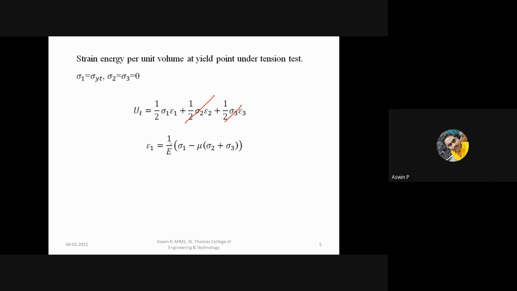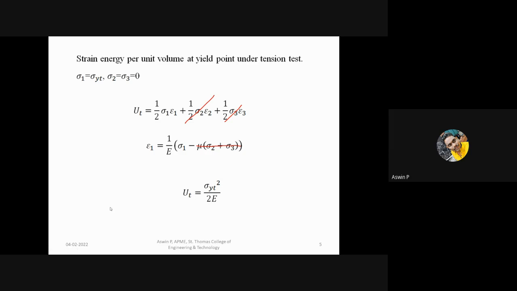And when you look at it, epsilon 1 will become 1 by E into sigma 1 minus mu into sigma 2 plus sigma 3. Since sigma 2 and sigma 3 are 0, this term also will be cancelled, right? So you will only have the relation sigma 1 into epsilon 1, so sigma 1 square by 2E, and sigma 1 is given as sigma yt, so that equation will become sigma yt square by 2E. This is the simple tension test equation, and we already have a strain energy equation.